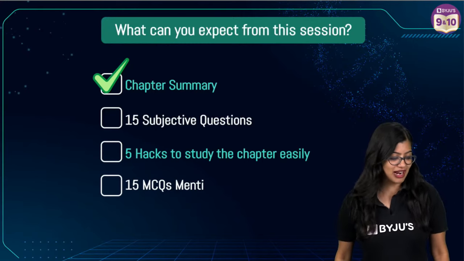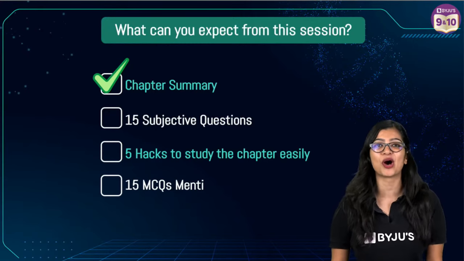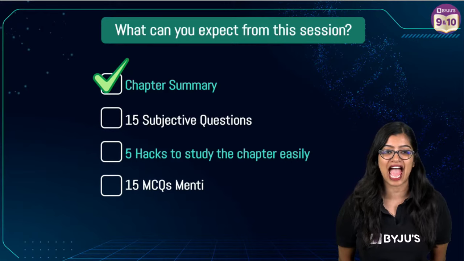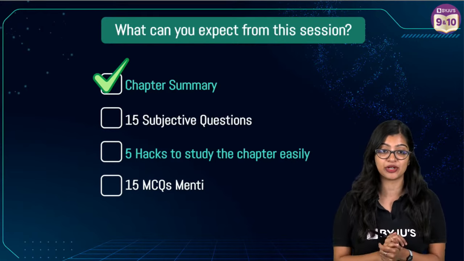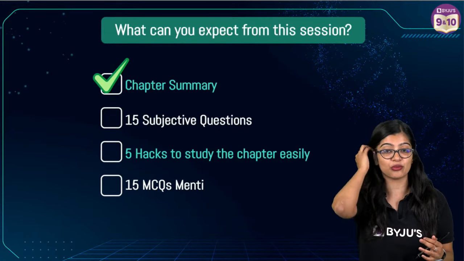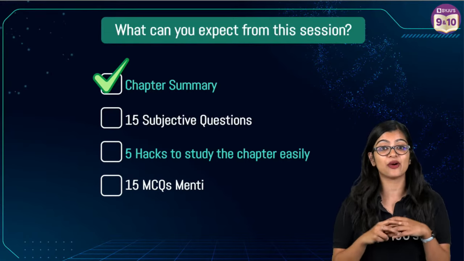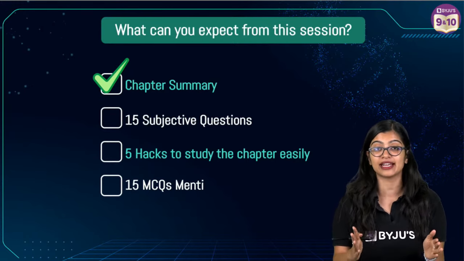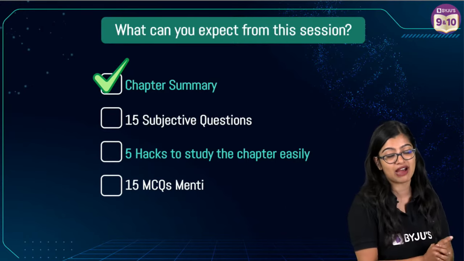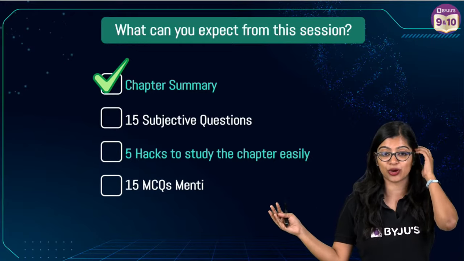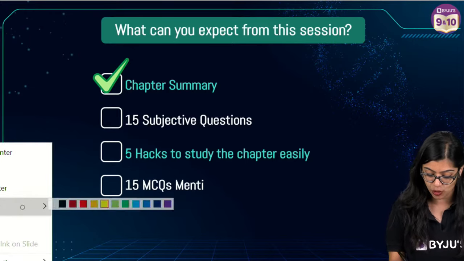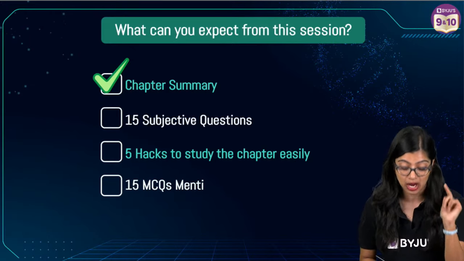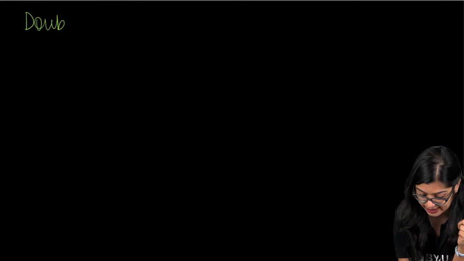Hello everybody, welcome back to Crash Course 2.0 on Heredity and Evolution, where so far we have finished the chapter summary. For those of you who have just joined the class, if you want to watch this chapter summary, you can rewind and watch it, because the next thing we're going to do is finish the 15 subjective questions. But as promised, I will do a 5-minute doubt solving part first.